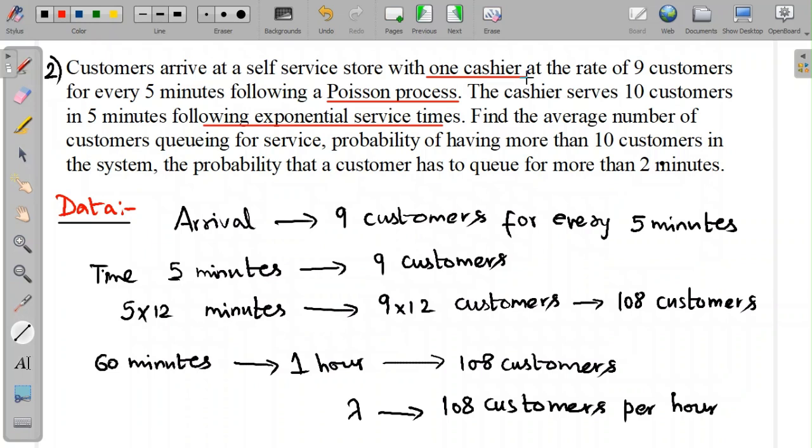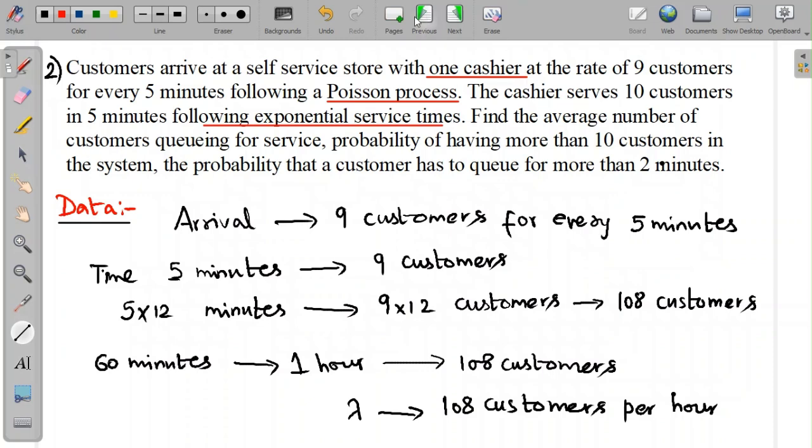The data says arrival follows a Poisson process with 9 customers for every 5 minutes. So in 5 minutes, we have 9 customers, multiplying both sides by 12, 60 minutes converted to 9 times 12, which is 108 customers. So we have 108 customers every hour. So lambda is 108 customers in an hour.